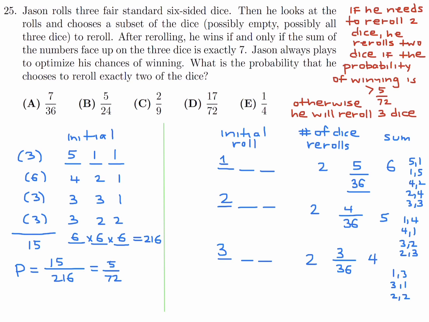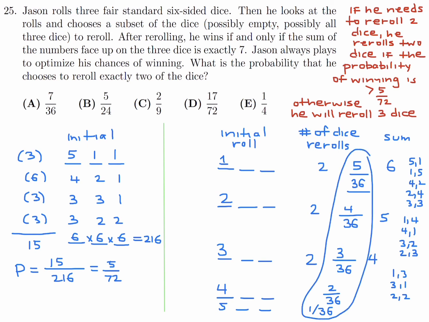So if you continue this table, I wanted to stop and explain it. If this is a 4 and you go through the same thing, you will get a probability of 2 over 36. And if this is a 5 and you go through the same thing, you'll get a probability of just 1 over 36. Now, which one of these probabilities is greater than 5 over 72? It has to be greater than 5 over 72. Otherwise, it doesn't make any sense for him to re-roll 2 dice. He can just re-roll 3 dice, because 5 over 72 would have been the better probability.